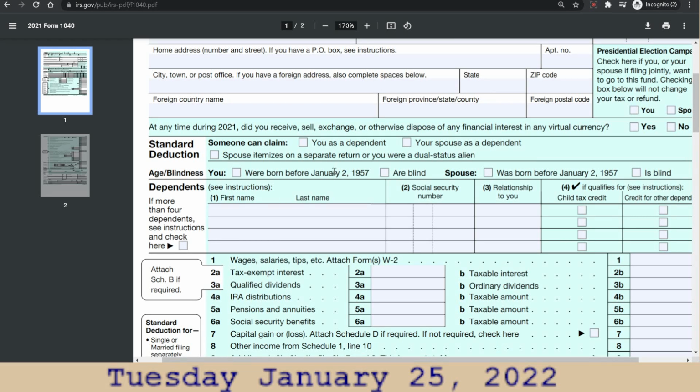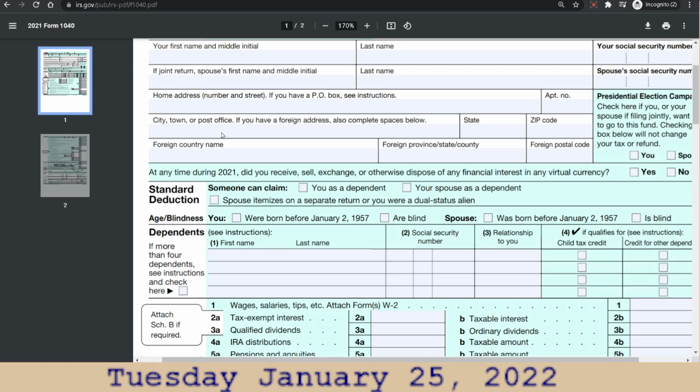You were born before January 2nd. They have an age. I never saw age before. That's the first time I saw that. But that would not apply to me. That's interesting. Okay. So they have an age reference.